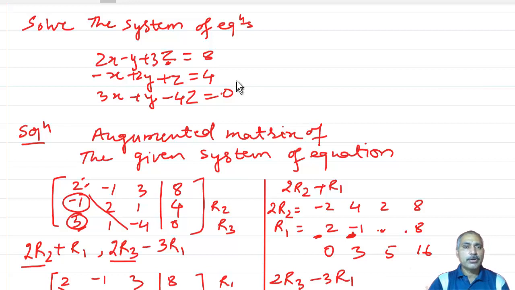In the system of non-homogeneous equations, there are 3 cases. One, the solution does not exist. That means the system of equations is inconsistent. The second comes as the system of equations is consistent.